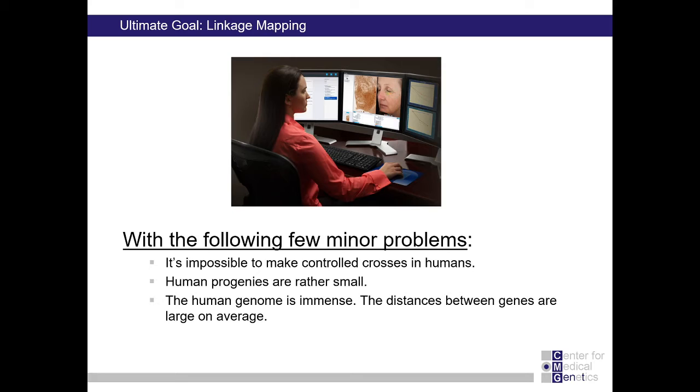There are a few problems. It is not possible to make controlled crosses in humans, and human offspring are rather small in number. One mother can give birth to how many children? Not more than 10. Okay, some people only have 2 children or just 3. But the human genome, by comparison, is immense. So there's a lot of data in it. The distances between genes are large on average. So it is kind of like trying to shoot at meteors. You will always miss unless you calculate it, because there's a vast distance between everything.